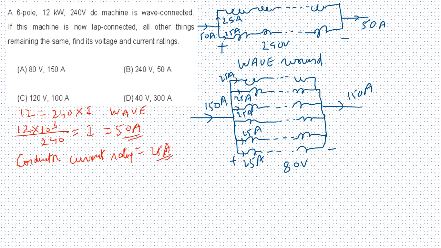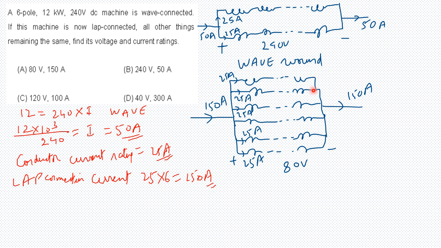Now since the conductor current rating is 25 amps, when we go for lap connection, we have six parallel paths because p equals 6 here. So these are the six parallel paths shown, and each conductor has 25 amps current carrying capacity. So 25 into 6, and this comes out to be 150 amps. This is the current rating of the machine.